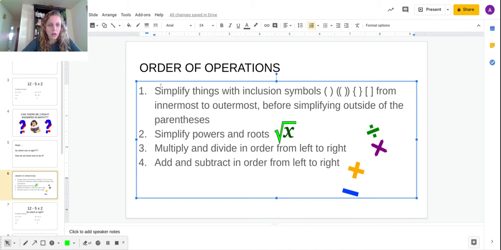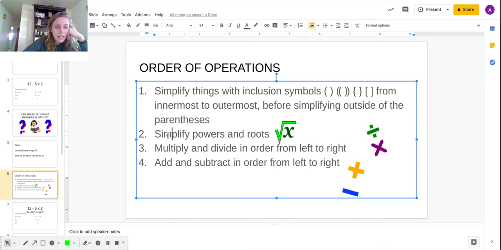So our first task is to simplify things with inclusion symbols. So that's all of these different brackets and parentheses over here. Okay? So you start with the innermost parentheses. So if I have, let's say, 5 in big parentheses, and then I have another parentheses, 4 times 3, and then the 2 extra parentheses, I would first do the inner parentheses, so the 4 times 3, and then I would take that times 5.